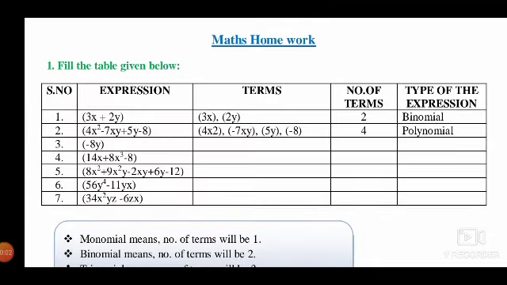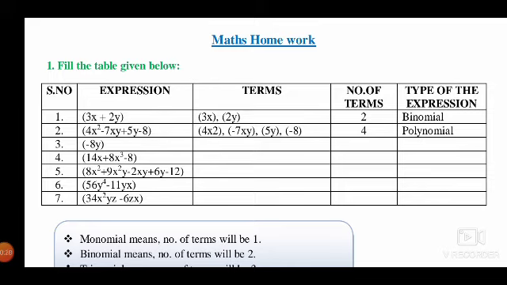Now we will see what today's homework is. Today's homework, the first Roman letter: we have to fill the table given below. There are 2 sums I have shown how to do. The remaining 5 sums you have to try and fill in the table.